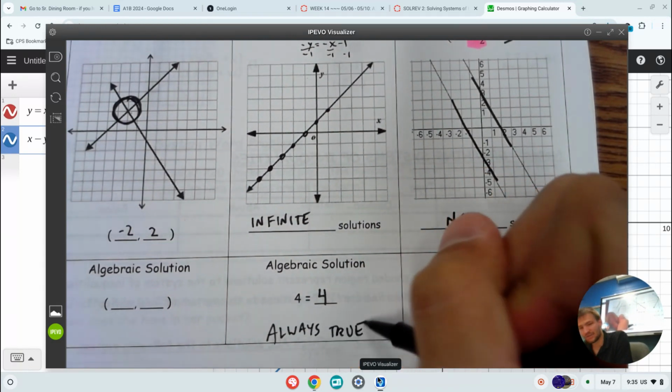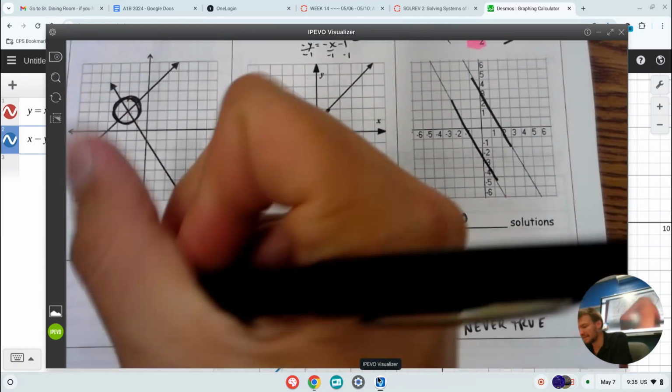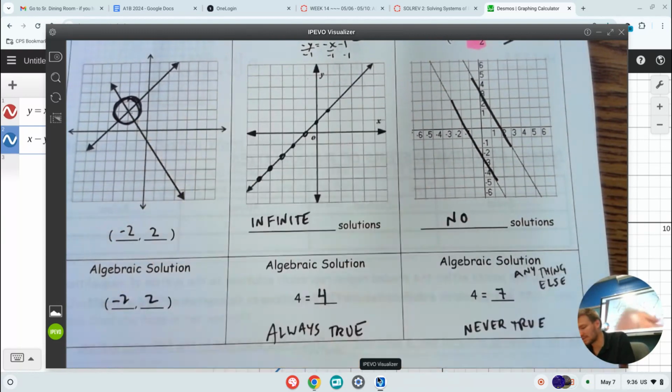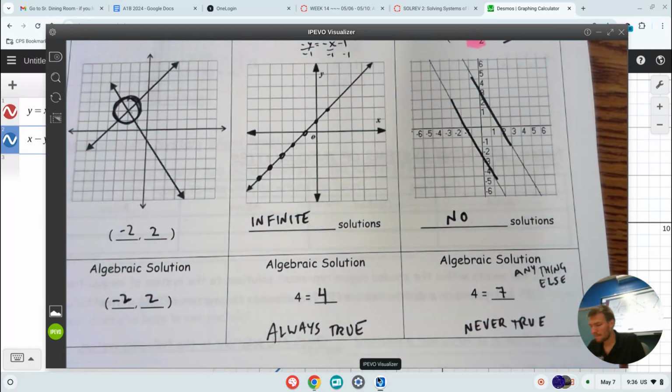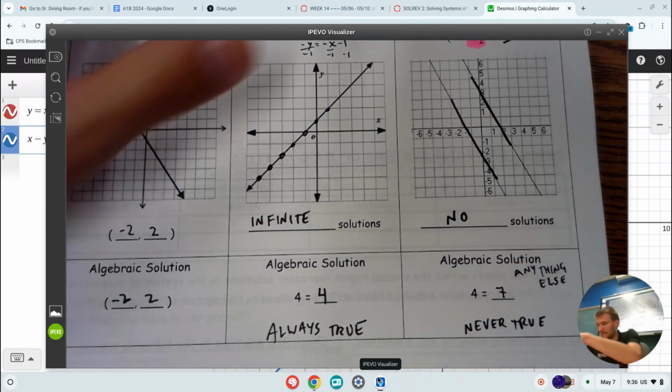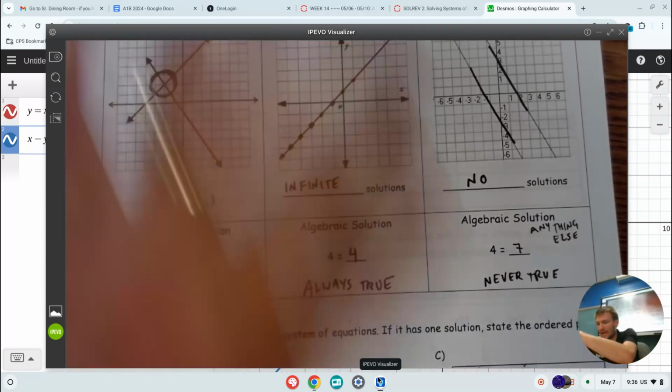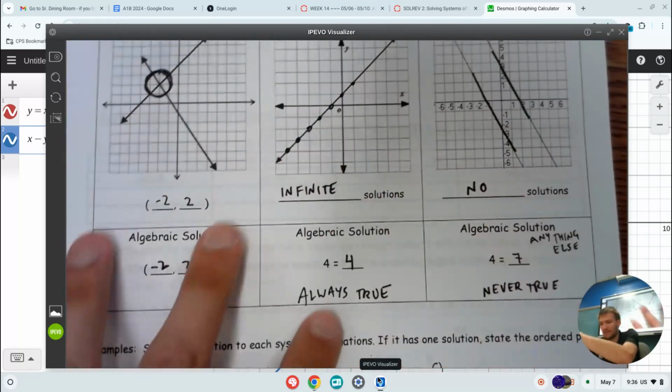Now, I don't really care too much for this left box. All right, it's just the same thing. Algebraic solution is just negative 2 comma 2. Whatever. A little bit boring. Yeah, but we're almost done with the first page, and it's only been about 2 minutes, so we're all right.